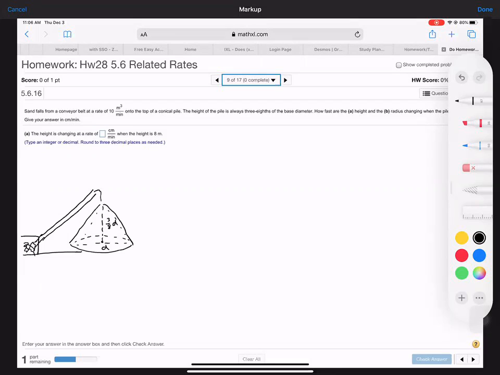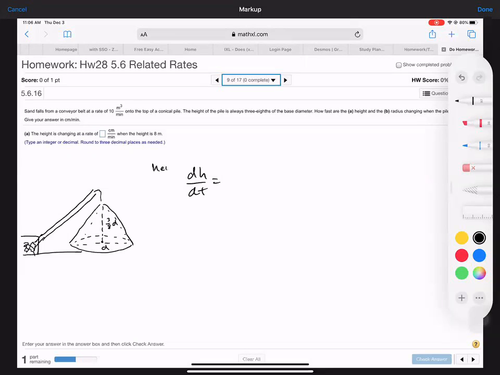Okay, hopefully I didn't read that wrong. The height of the pile is always 3/8 of the base diameter. How fast is the height changing? When I say how fast, that's a rate. So how fast is the height changing?